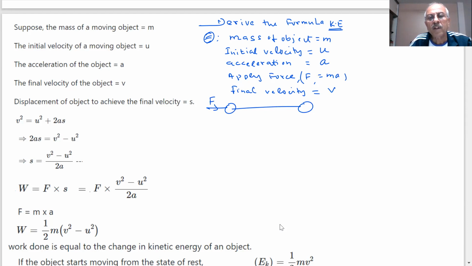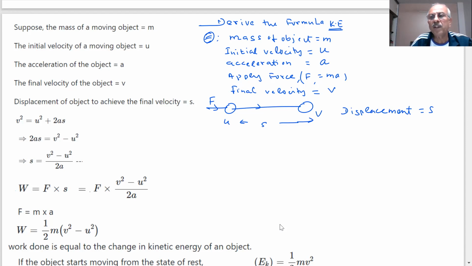It was moving with a velocity u, and the direction is this, and it moves how much? S. The displacement is S. The final velocity is v. It changes from u to v.